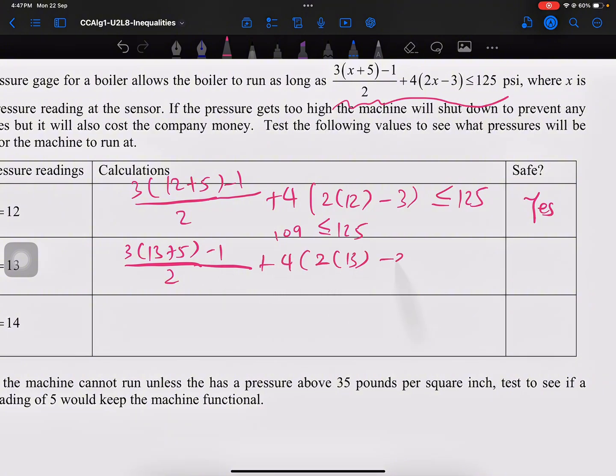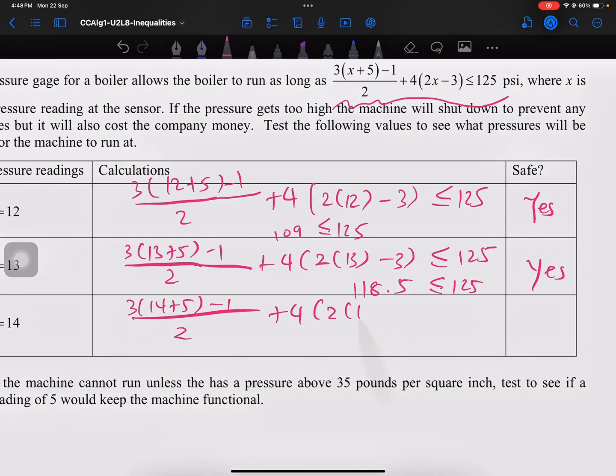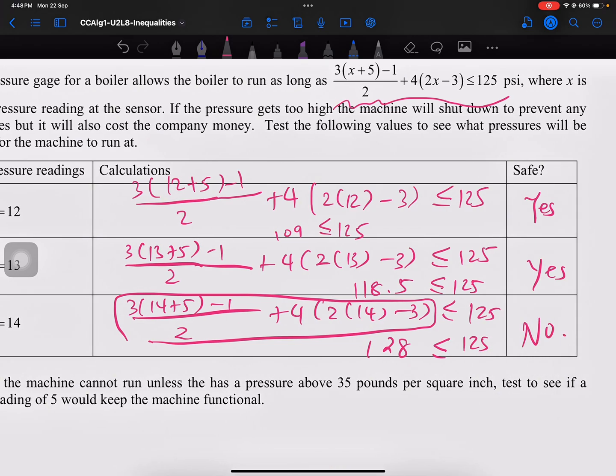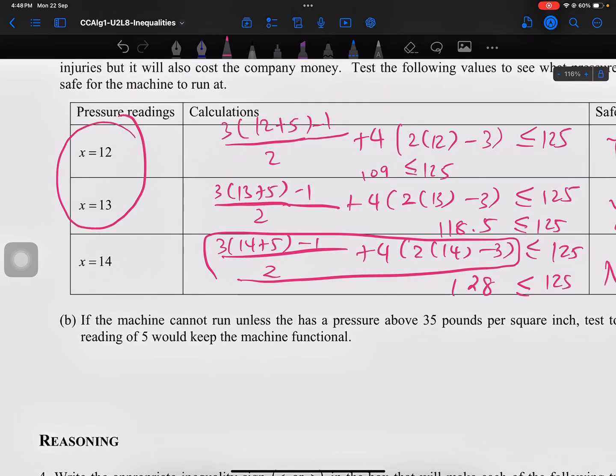13 minus 3 is lesser than 125. The answer is 118. Yes, it's still lesser than 125. Next, if I have 14, I will have 128 on this left side. Use your calculator. 128 is larger than 125. So no. 12 and 13 are safe, but 14 is not safe.